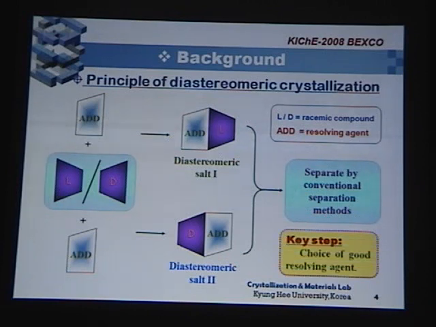The key step of this method is the choice of resolving agent. However, up to now, this step is still trial and error. So we want to use other methods to screen this resolving agent, and we believe that the chiral recognition results can provide useful information for the selection of resolving agents.